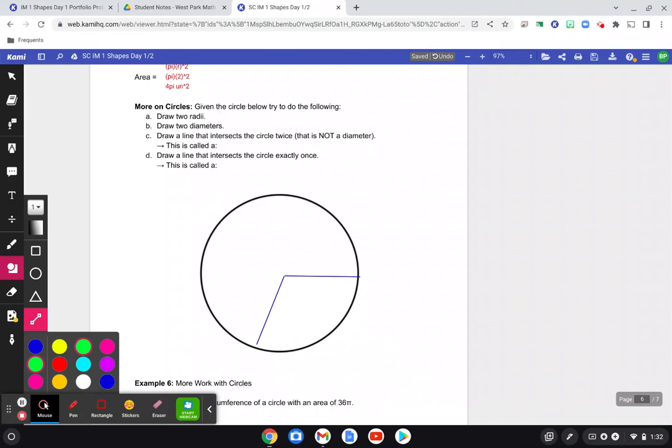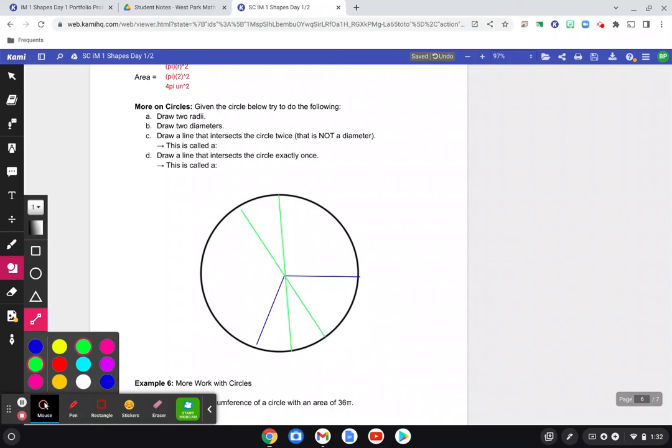Now, a diameter is going to be from one point on the circle to another point on the circle, and it has to go through the center. So we have our diameter here in green. Another diameter would look something like this. That would be another diameter. So we have our radii in blue. We have our 2 diameters in green.